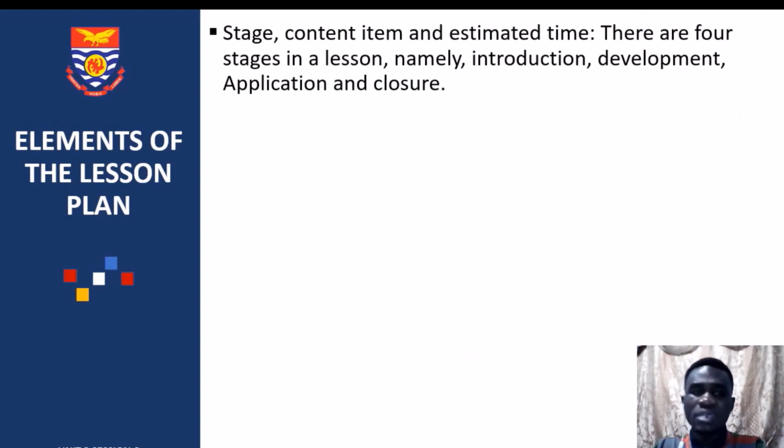The next element of the lesson plan is what we call the stage. Under the stage, you must have the content item as well as the estimated time. We have 4 stages in a lesson. These stages are the introduction, the development, application, and closure. Note that the concept that is taught at each stage is termed the content item. So every concept that is taught at every stage is called the content item. And at each stage or step, the estimated time must be stated there.